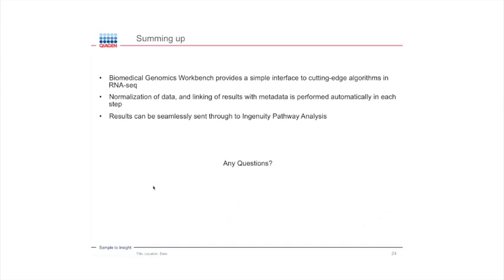So to sum up, the Biomedical Genomics Workbench provides a simple interface to cutting-edge algorithms, to doing the quality control for data, to quantifying data accurately and finding out how much of each gene there is in each sample, and in terms of doing the statistics and normalization. And all of the plots flow through with metadata. And the results can be sent through to Ingenuity Pathway Analysis. When I was running those results earlier, they were automatically uploaded to Ingenuity Pathway Analysis. And if I had my email open, you would have seen that by now I'd probably have received an email telling me that the results were ready for analysis.